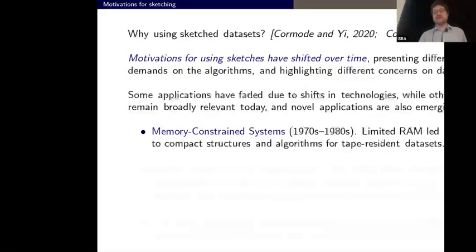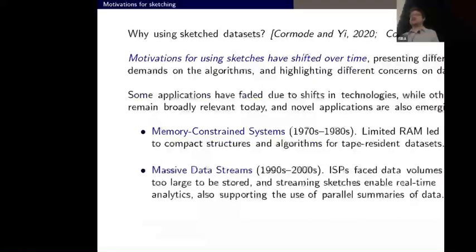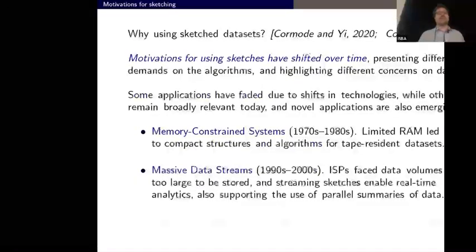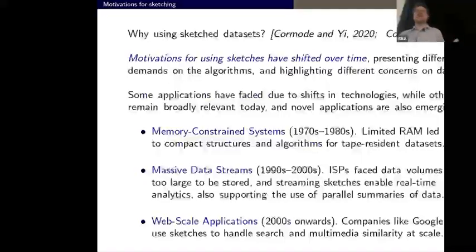Some motivations are here, along the time. It started with the memory constraints problem: I didn't have enough memory to store my data. Then massive data streams: not only a large amount of data, but data that arrives at a high velocity, so I need to deal with this kind of data. Web scale applications: I don't only need to store this huge data, but I also need to have access to it quickly. When I search something on Google, I don't want to wait minutes to have an answer.